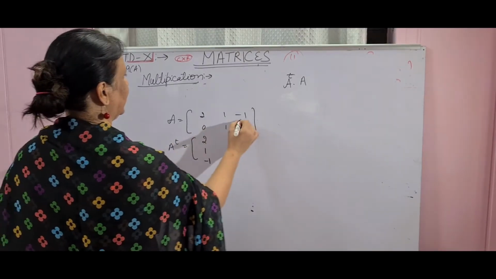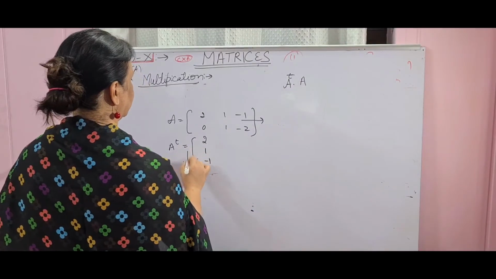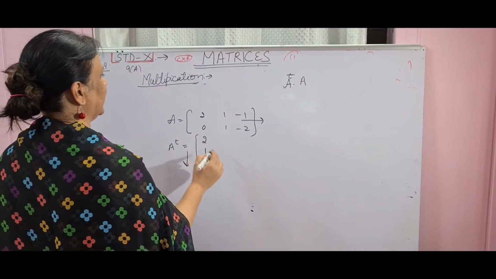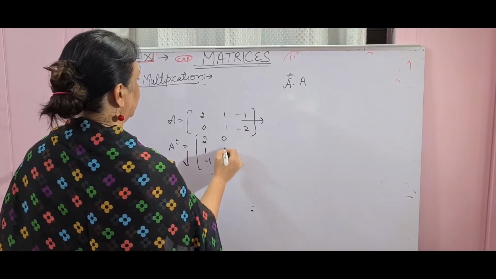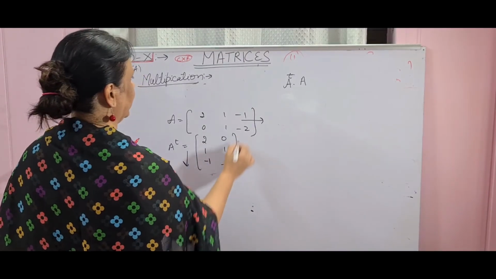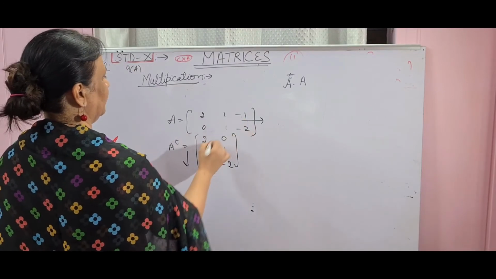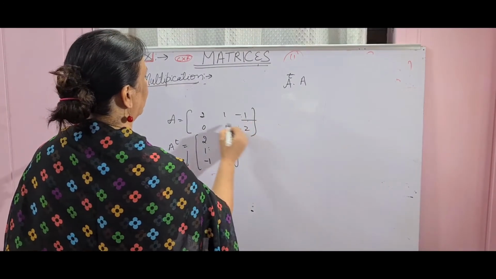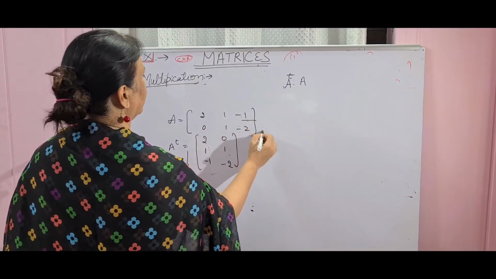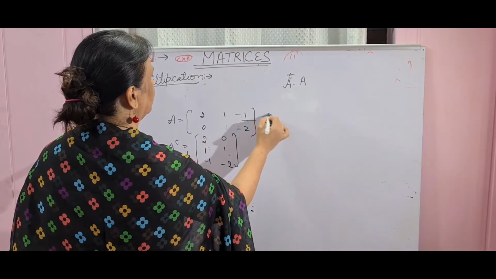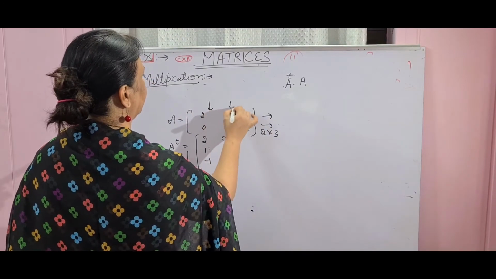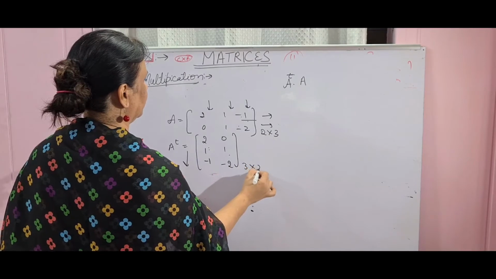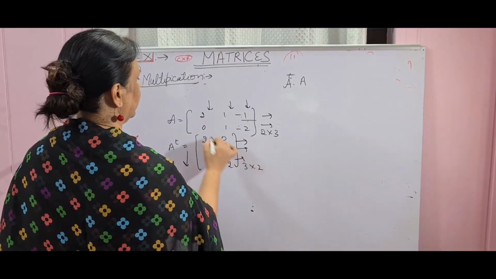I have changed the rows into columns because I have made you understand the definition of transpose, interchanging of rows and columns. 0, 1 and minus 2. Row will become column, first row will become first column, second row will become second column. Then you write the order. In A, the order will be 2 into 3, 2 rows, 3 columns. And in A transpose, the order will be 3 into 2, 3 rows and 2 columns.